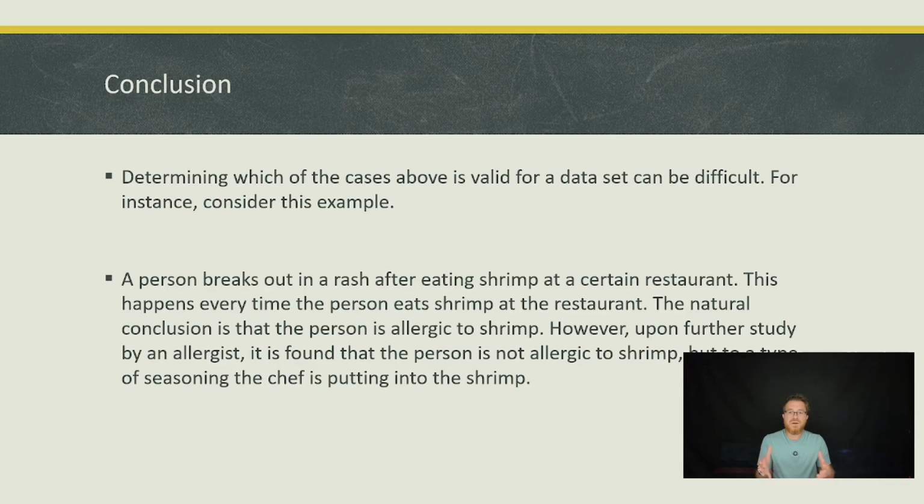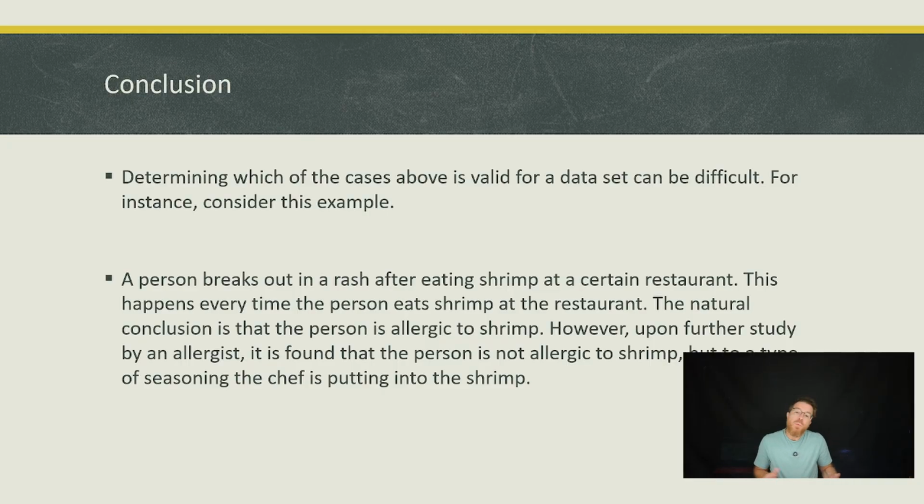For example, let's consider an example. A person breaks out into a rash after eating shrimp at a certain restaurant. So this happens every time the person eats shrimp at this restaurant. So the natural conclusion that you might have is that the person is allergic to shrimp and should stop eating shrimp. However, they go to an allergist and it turns out that they don't have an allergy to shrimp.